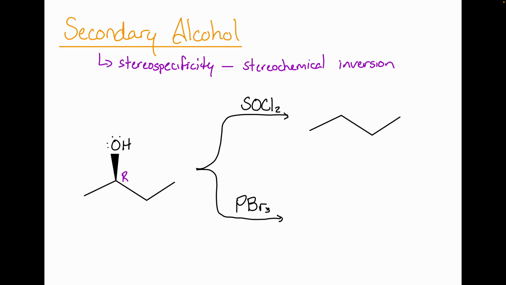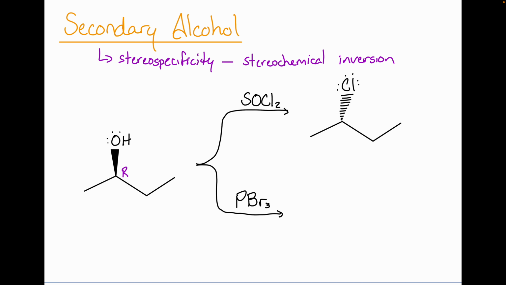Where if I start out with this R alcohol, I'm going to get an inversion of that stereocenter. So now my new bond here is not on a wedge like my substrate, but on a dash. All right, this is what's called a stereochemical inversion. My stereocenter went from being R to being the S stereocenter here. All right, and we see the same thing if we do our phosphorus tribromide. We have a stereochemical inversion, creating that alkyl bromide.